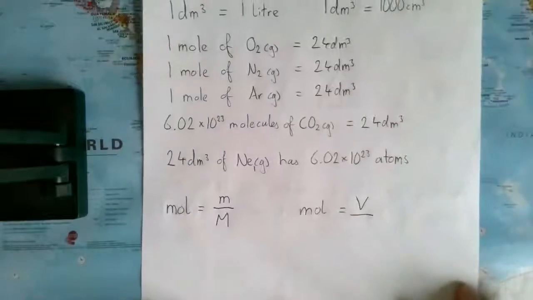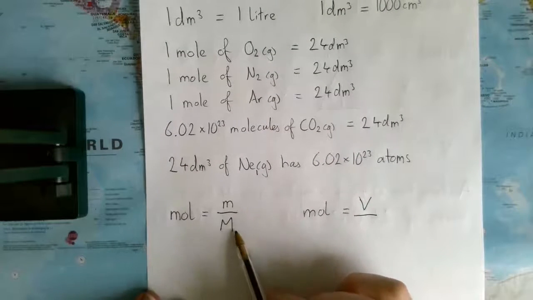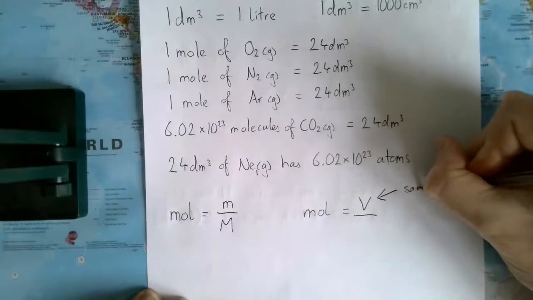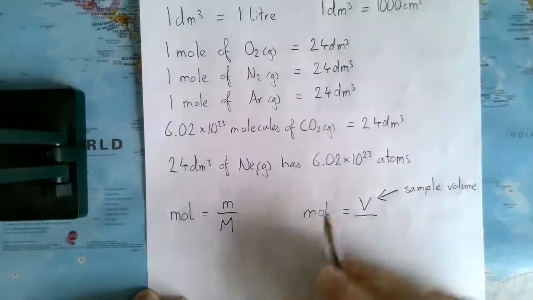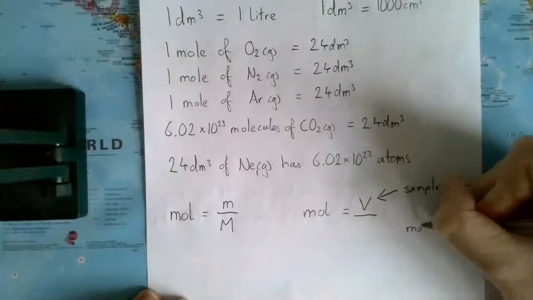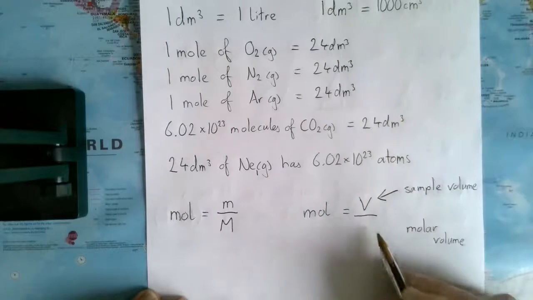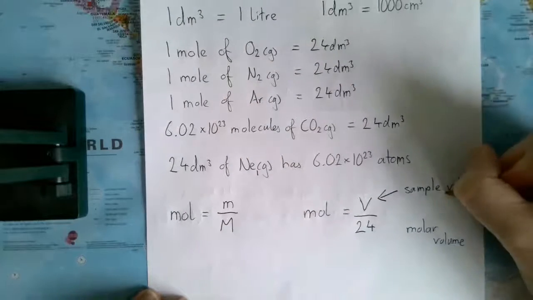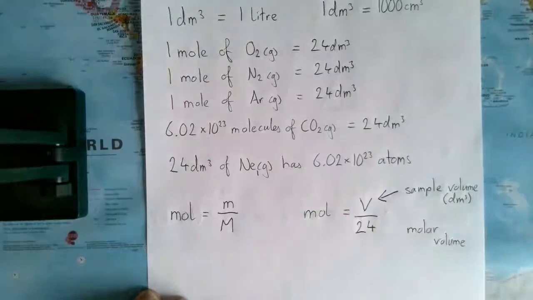Right, we need an equation. For mass, number of moles, it's the sample mass divided by the molar mass. Here, it's basically the same thing. Number of moles is the sample volume, and it's going to be divided by the molar volume. But we don't need to put a capital V, we simply put 24. And just remember that up top, that needs to be in decimeters cubed.